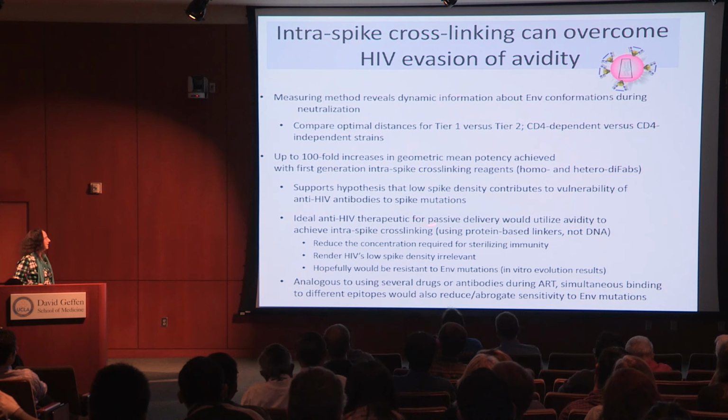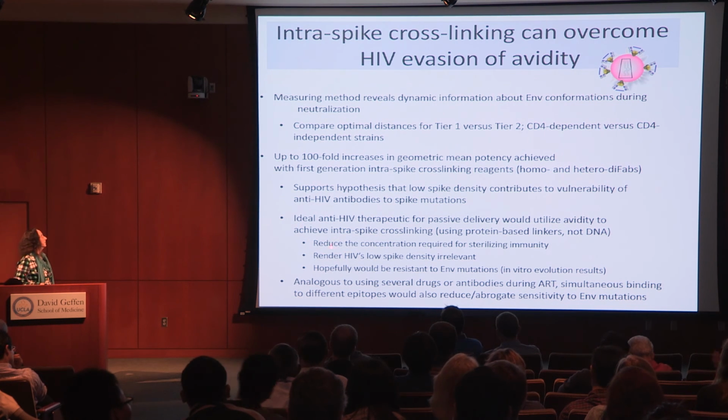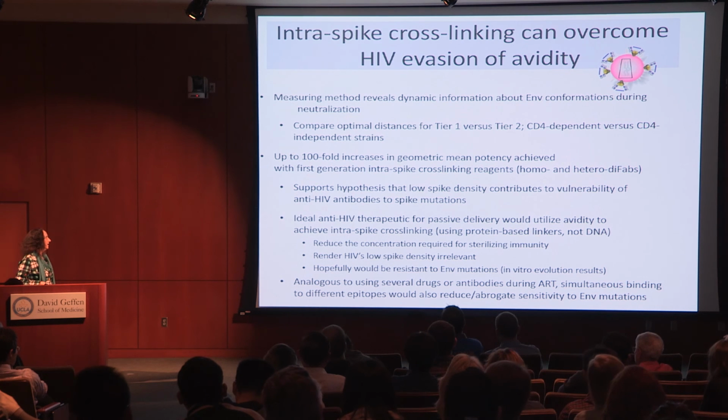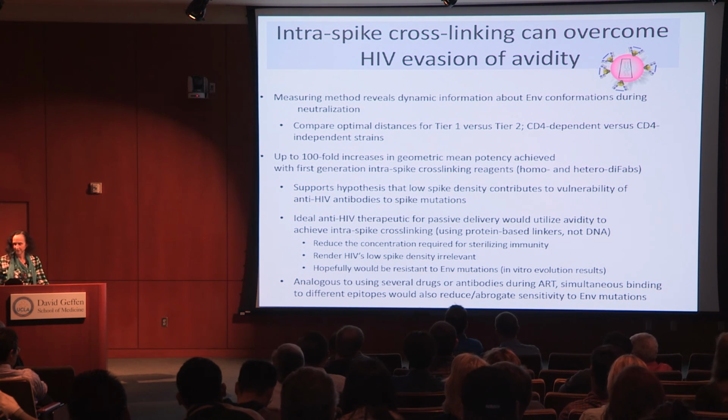And we think the ideal therapeutic would be something that utilizes avidity to achieve intra-spike cross-linking. We think this should be done with protein-based linkers, not DNA, for various immunological reasons that I can discuss. But if you could do this, HIV's low spike density would be irrelevant. We hope it would be resistant to envelope mutations based on the in vitro evolution results. And if we have reagents that recognize different epitopes, that's yet another way to hopefully get around envelope mutations.